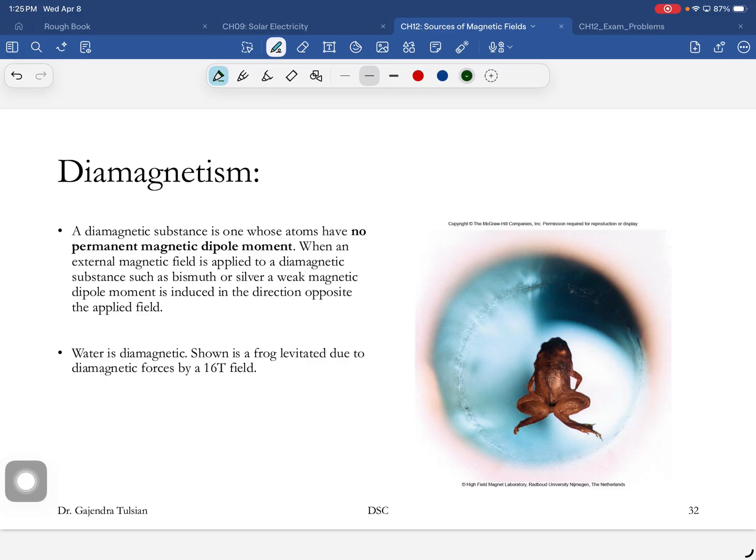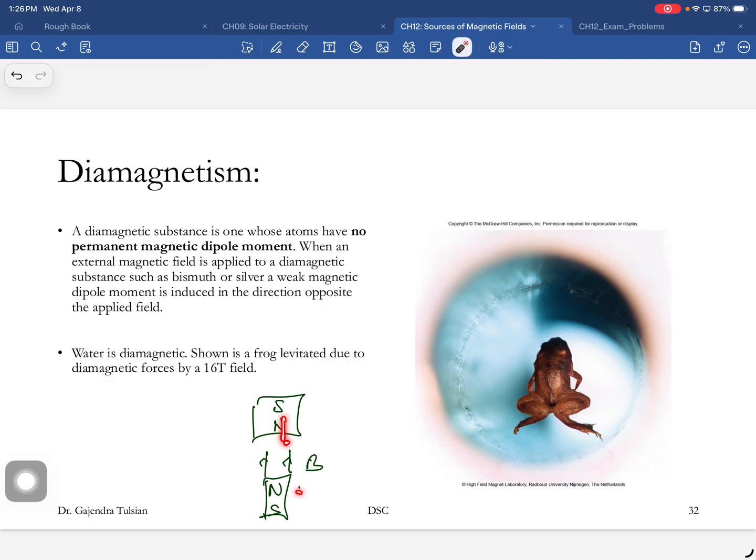Diamagnetism. If a material is diamagnetic, let's say you bring a magnet around like that. You bring a magnetic field close to it, and in a diamagnetic material you induce an opposite magnetism. The magnetic moment induced is in the opposite direction. So if you introduce a magnetic field near a diamagnetic material, you'll repel it. And water is diamagnetic.